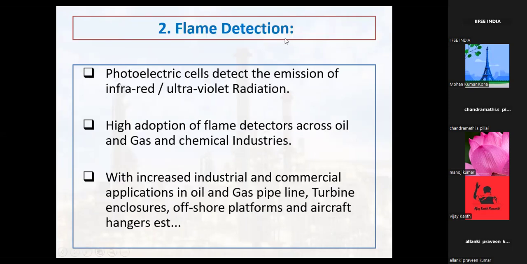Then flame detectors: photoelectric cells detect the emission of infrared or UV radiation. This is what we were speaking about in the last slide. There is high adoption of flame detectors across the oil and gas and chemical industries. I have already spoken about this, that most of our process area is fitted with these types of detectors, with increased industrial and commercial applications in oil and gas industries, turbine enclosures, offshore platforms, and aircraft hangars.